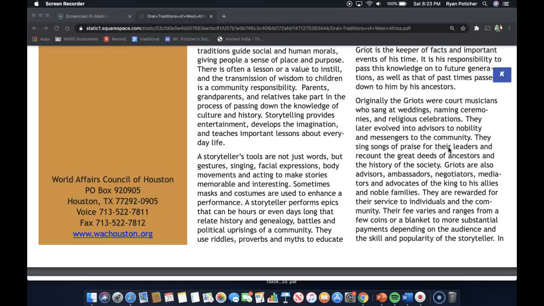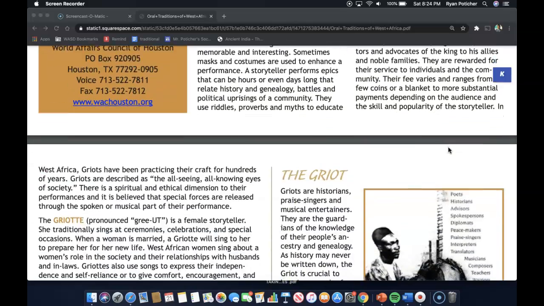Originally, the griots were court musicians who sang at weddings, naming ceremonies, and religious celebrations, and they later evolved into advisors to nobility and messengers to the community. They sing songs of praise for their leaders and recount the great deeds of ancestors and the history of society. Griots are also advisors, ambassadors, negotiators, mediators, and advocates of the king to his allies and noble families. They are rewarded for their service to individuals and the community. Their fee varies and ranges from a few coins or a blanket to more substantial payments, depending on the audience and the skill and popularity of the storyteller.